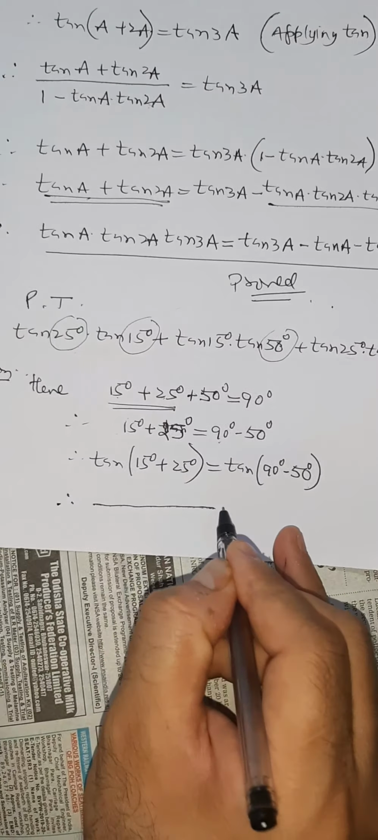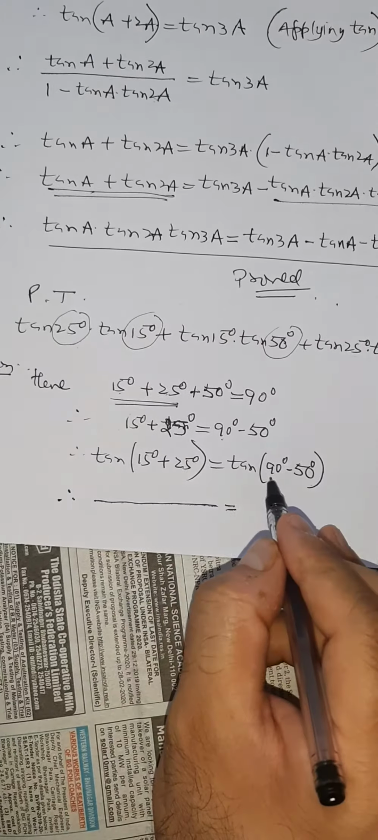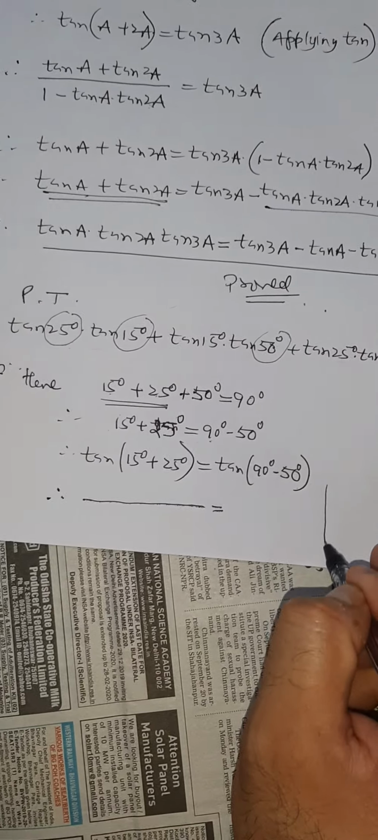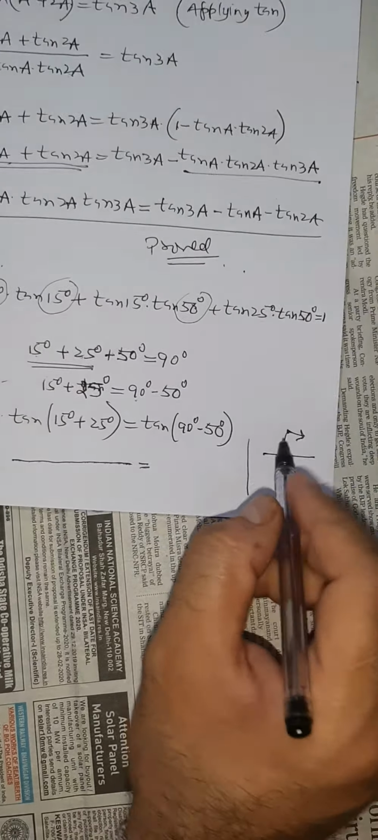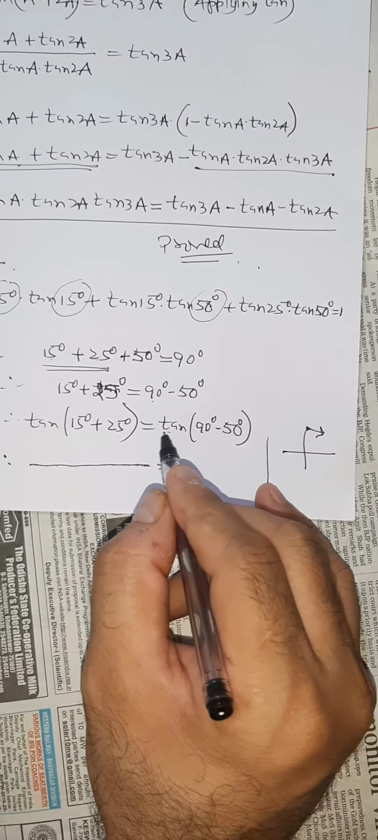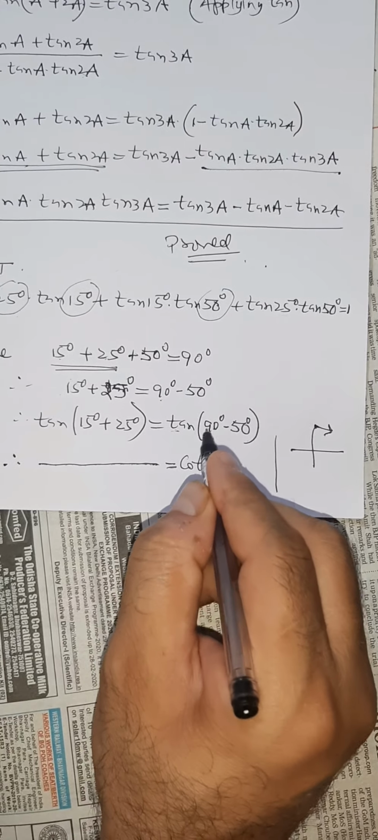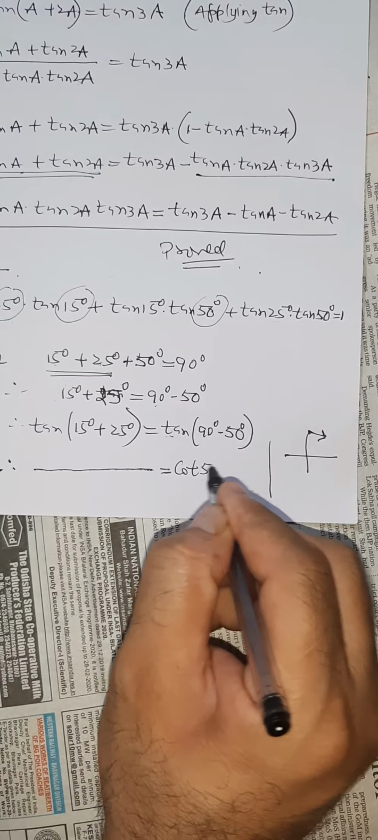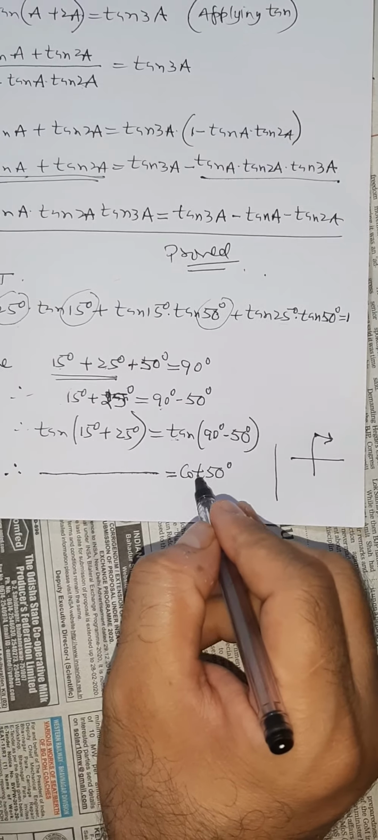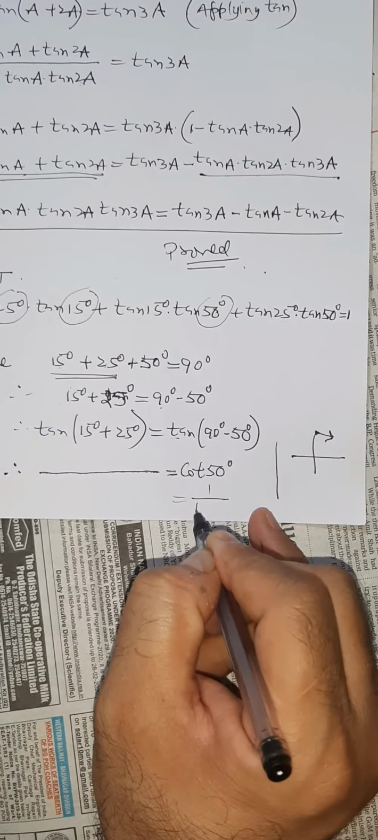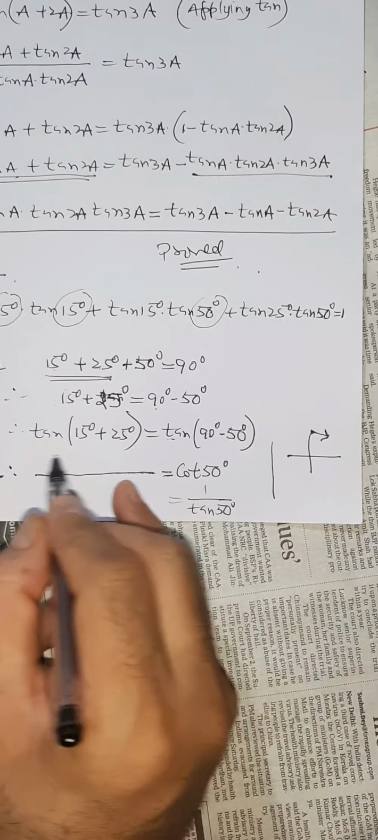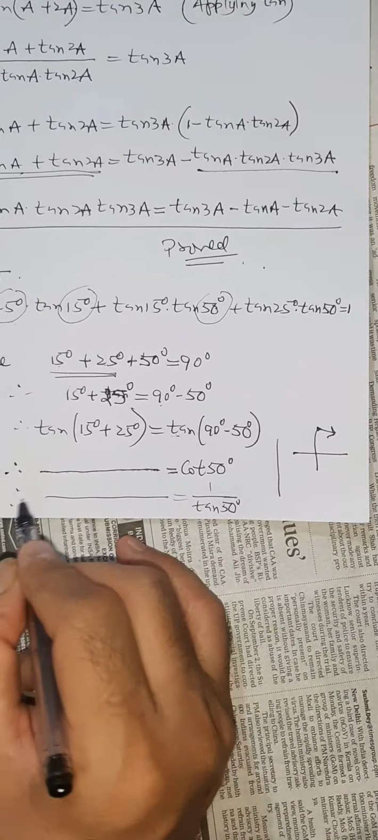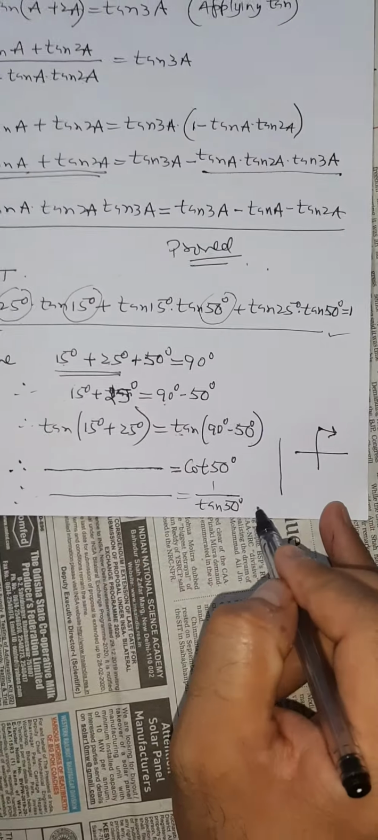Now use addition formula here. 90 minus something here, so first quadrant. In first quadrant all are positive. So this becomes cot. Why cot? Because 90. Cot 50, you write here 1 upon tan 50. And use addition formula and just simplify. So you'll get exactly this expression.